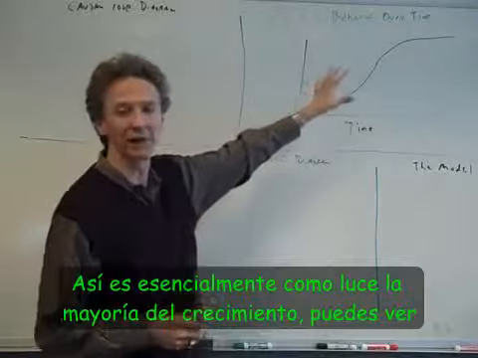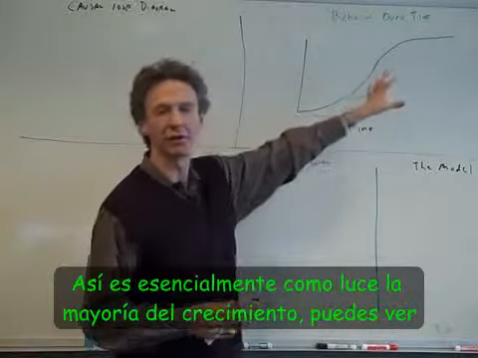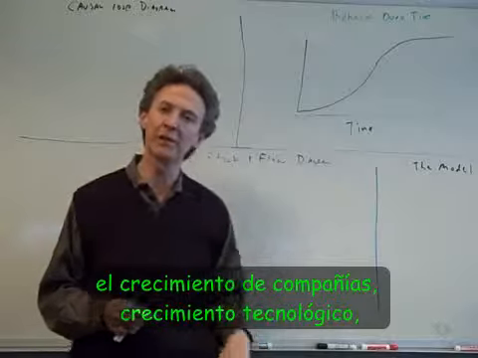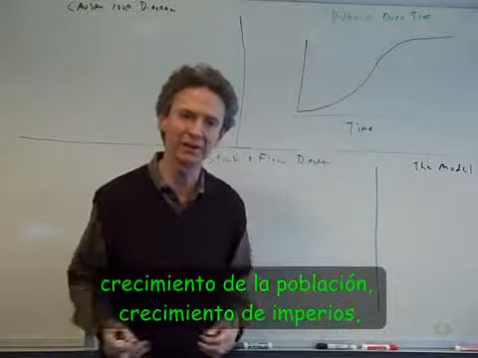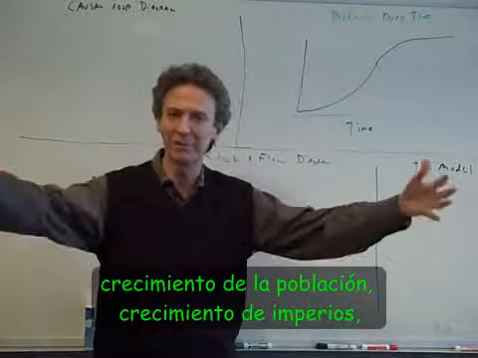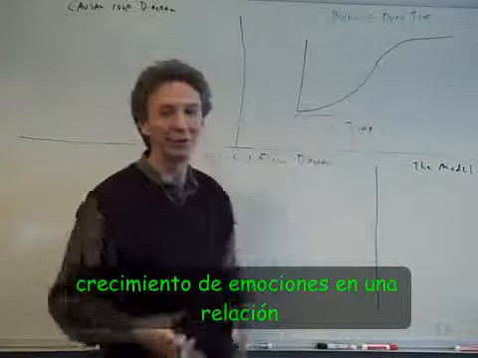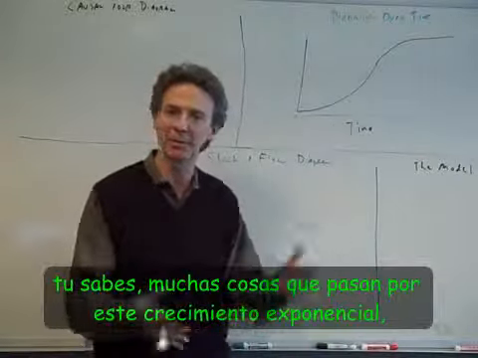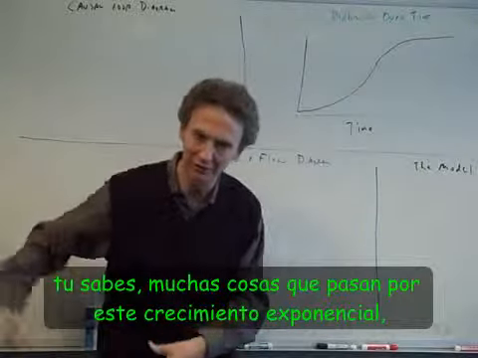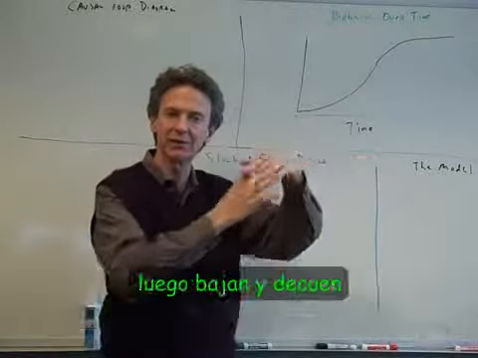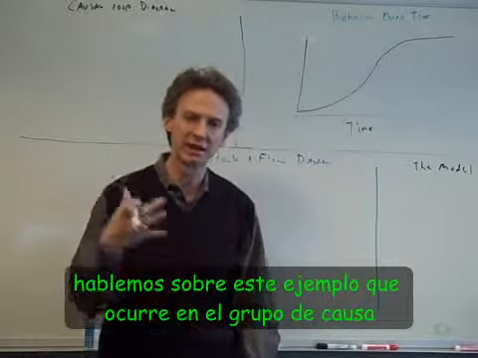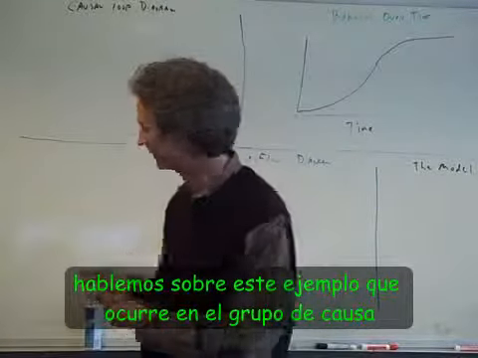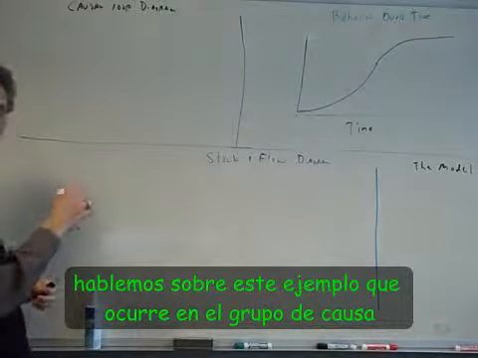So that's essentially what most growth looks like. And you could look at growth of companies, adoption of technology, growth of populations, growth of empires, growth of emotion in a relationship. A lot of things go through this sort of early exponential growth and then a slowing down and a leveling out. So let's talk about at least one example of that occurring as a causal loop.